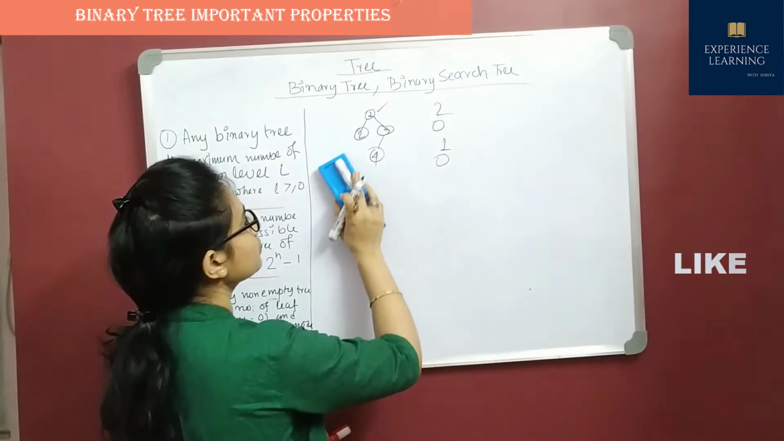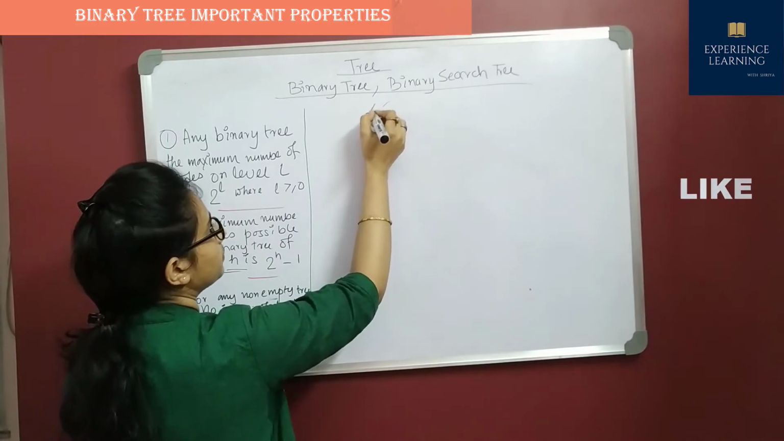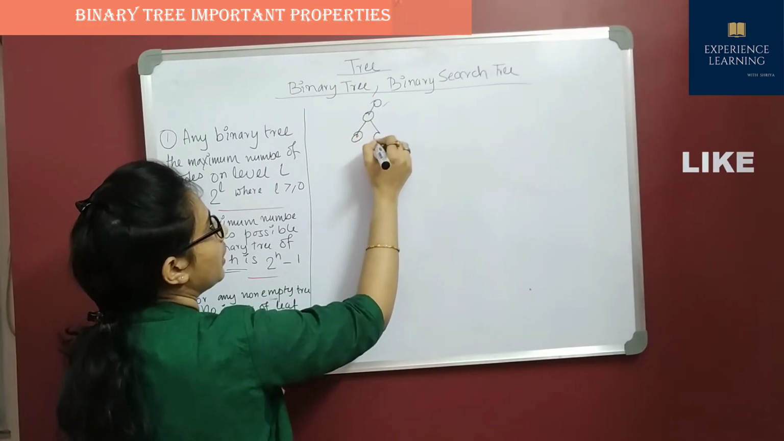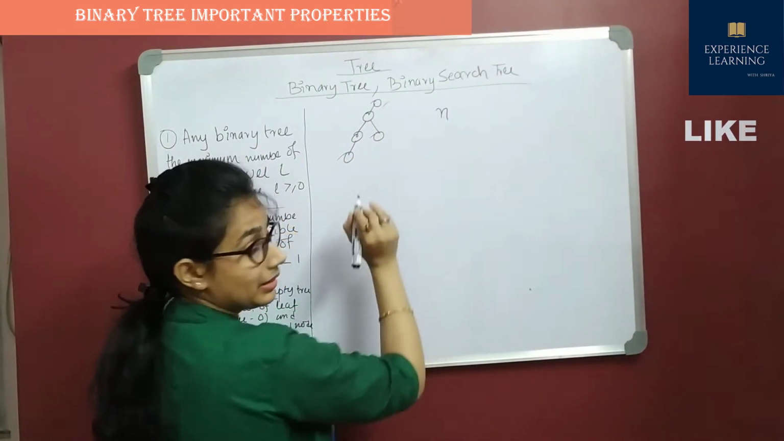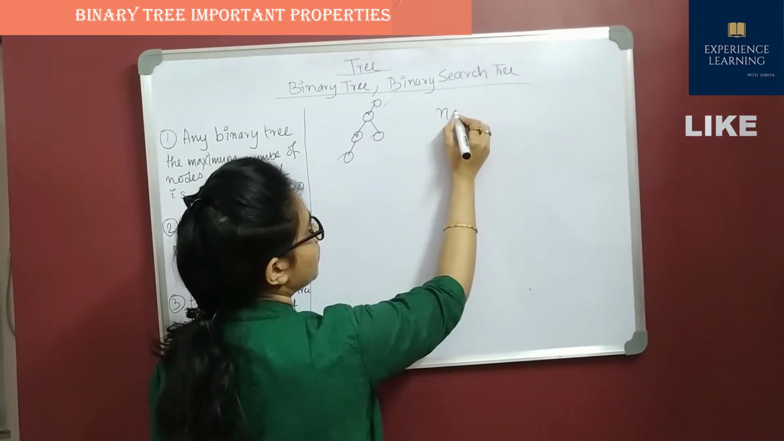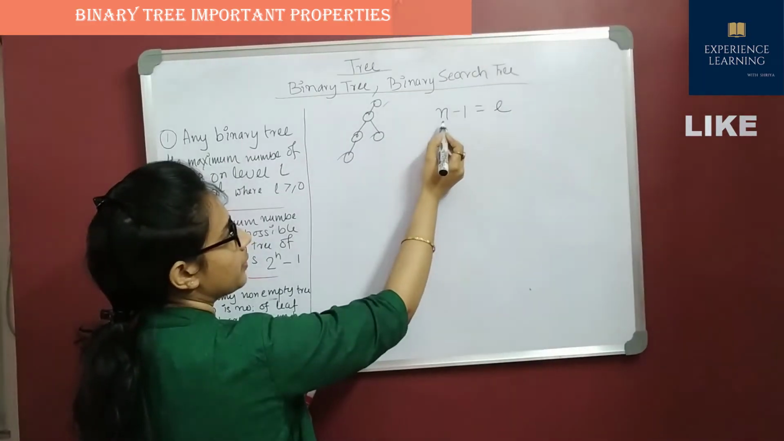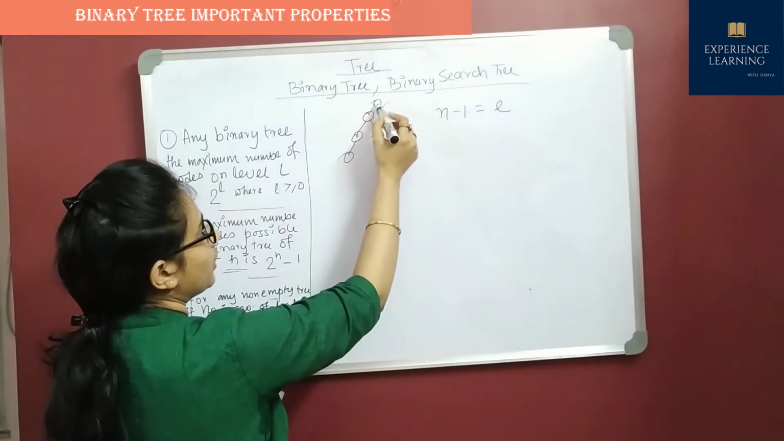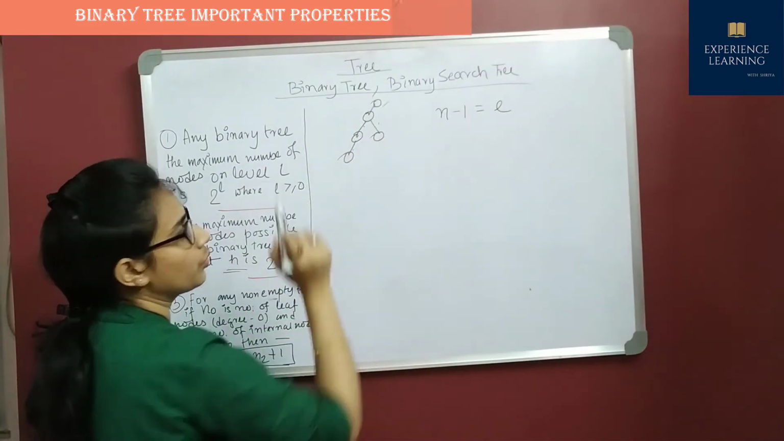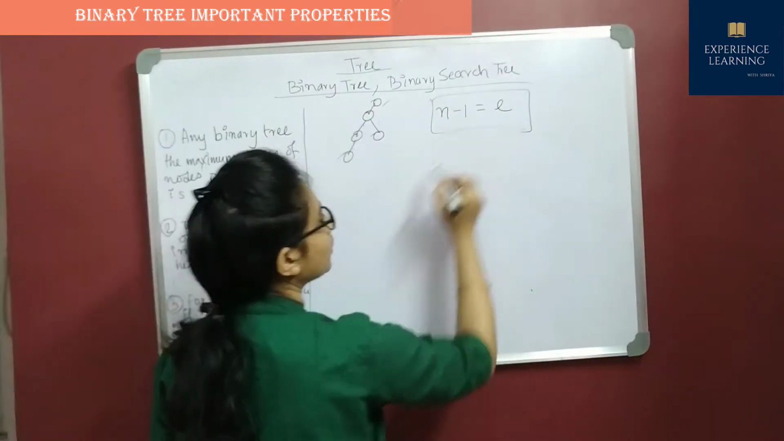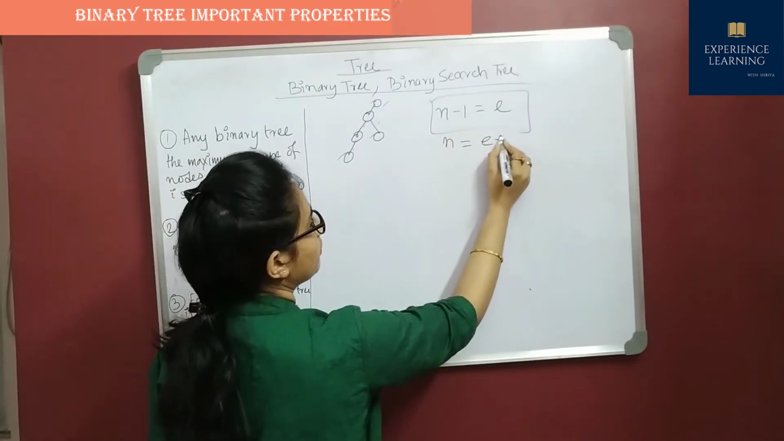Now, we know the formula that the number of edges in a tree is, if n is the number of nodes, n minus 1. E, the number of edges, will be n minus 1. See here the number of nodes is 1, 2, 3, 4, 5 and the edges are 1, 2, 3, 4. So n minus 1 equals E, or you can write it as n equals E plus 1.